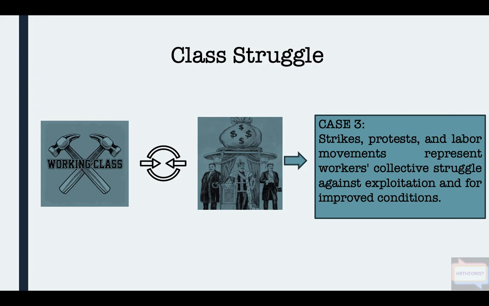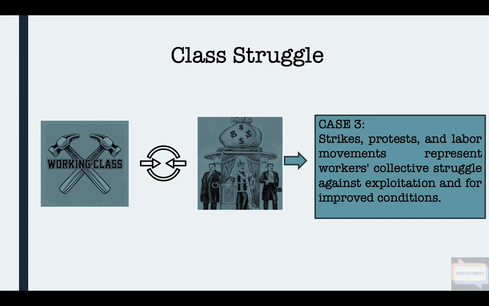Strikes, protests, and labor movements represent workers' collective struggle against exploitation and for improved conditions. So there are two key takeaways from this case. First key point, workers often face various forms of exploitation within the capitalist system, such as long working hours, low wages, unsafe working conditions, lack of job security, and limited benefits. Through strikes, workers refuse to work as a way to put pressure on employers and demand better conditions for themselves.